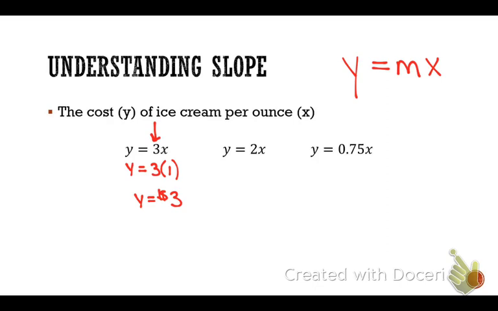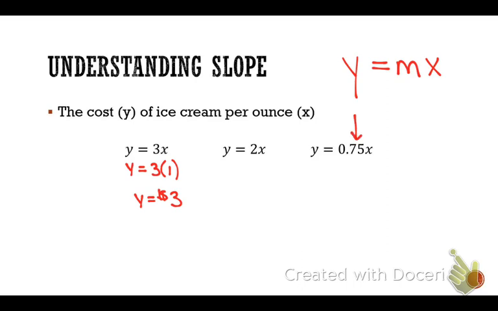Let's say that these are 3 different ice cream shops. Ice cream shop 1 is $3 per ounce. Ice cream shop 2 is $2 per ounce. So I go to ice cream shop 2 and I say, I want 1 ounce of ice cream. How much money is it going to cost on the second one? $2. Okay, a little cheaper.